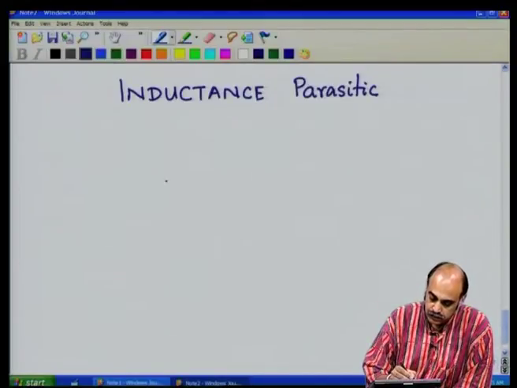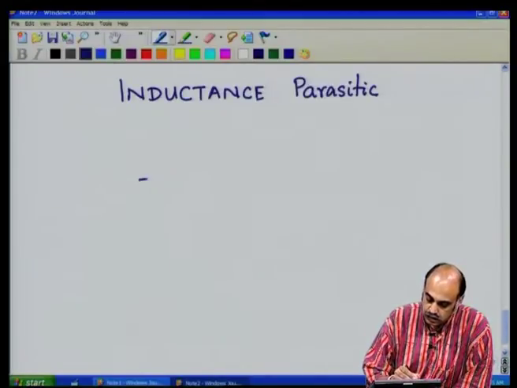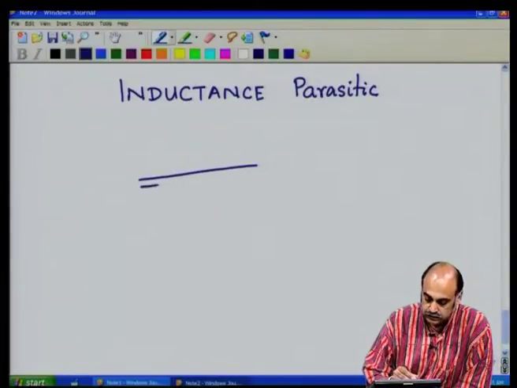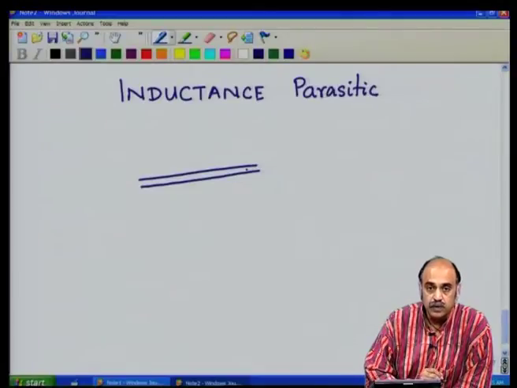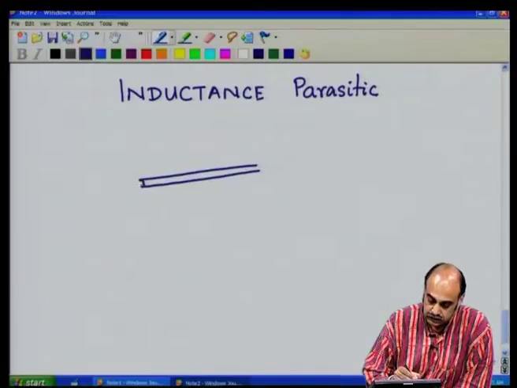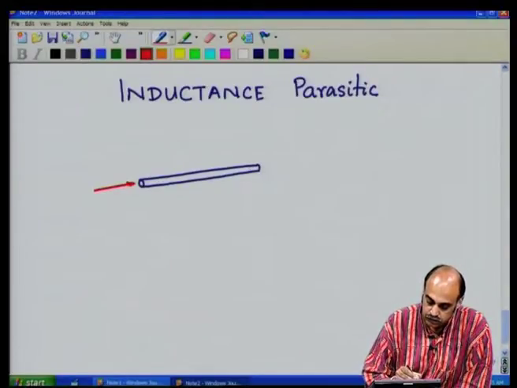Inductance. Even if you have just a single conductor with some current flowing through it, let us say that current is I.